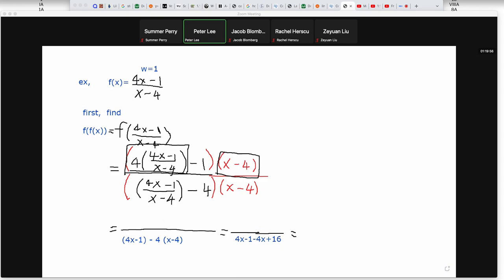So let me write this again. Sorry, I'll type it in. This is going to be 4x minus 1, and then minus x minus 4. There we go. So when you simplify what we get, I made a mistake again. I need a 4 there.